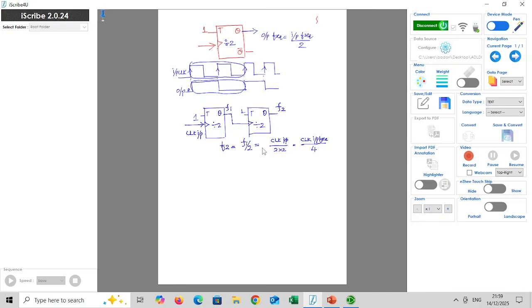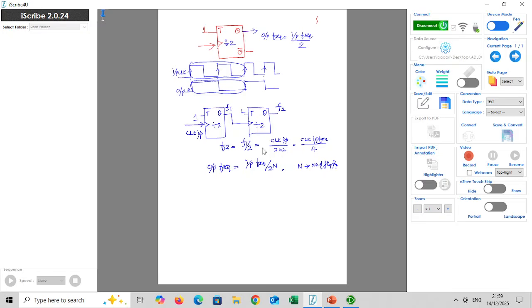So if I connect n flip-flops one after the other in this fashion, the output frequency of the last flip-flop equals the input frequency divided by 2 to the power of n, where n is the number of flip-flops used in the arrangement. So it can be used as a clock divider also. This is the relationship between output frequency and input frequency.